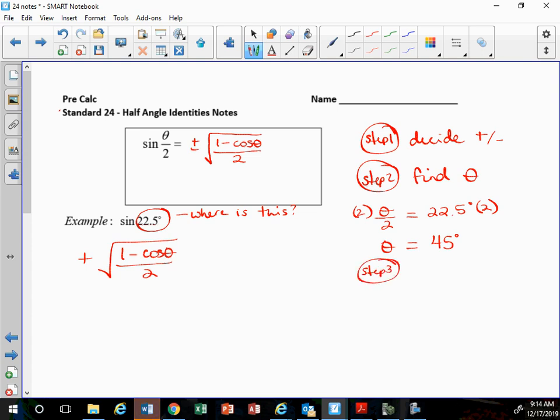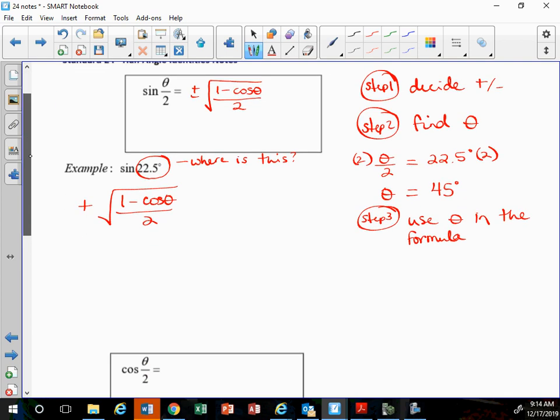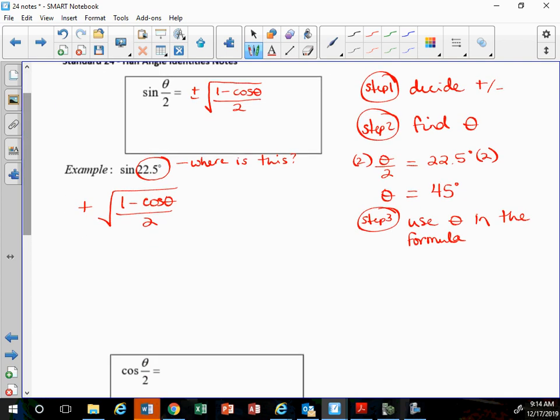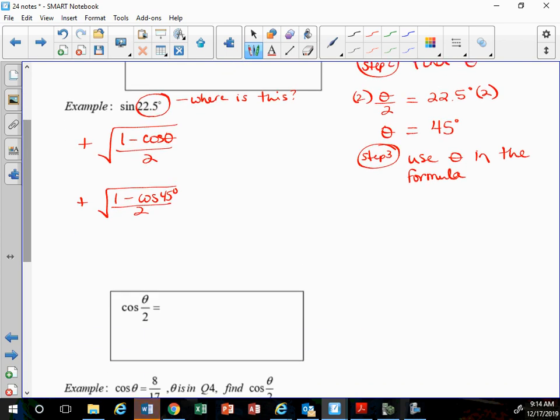All right, third step. Use theta in the formula. So we found theta, now we just plug it in over here. It doesn't matter if you write the plus in front on every step. We know it's a positive even if nothing's there. If you pick negative, make sure you include that all the way through. So I now have 1 minus the cosine of 45 degrees all over 2. Now we're just going to simplify this.